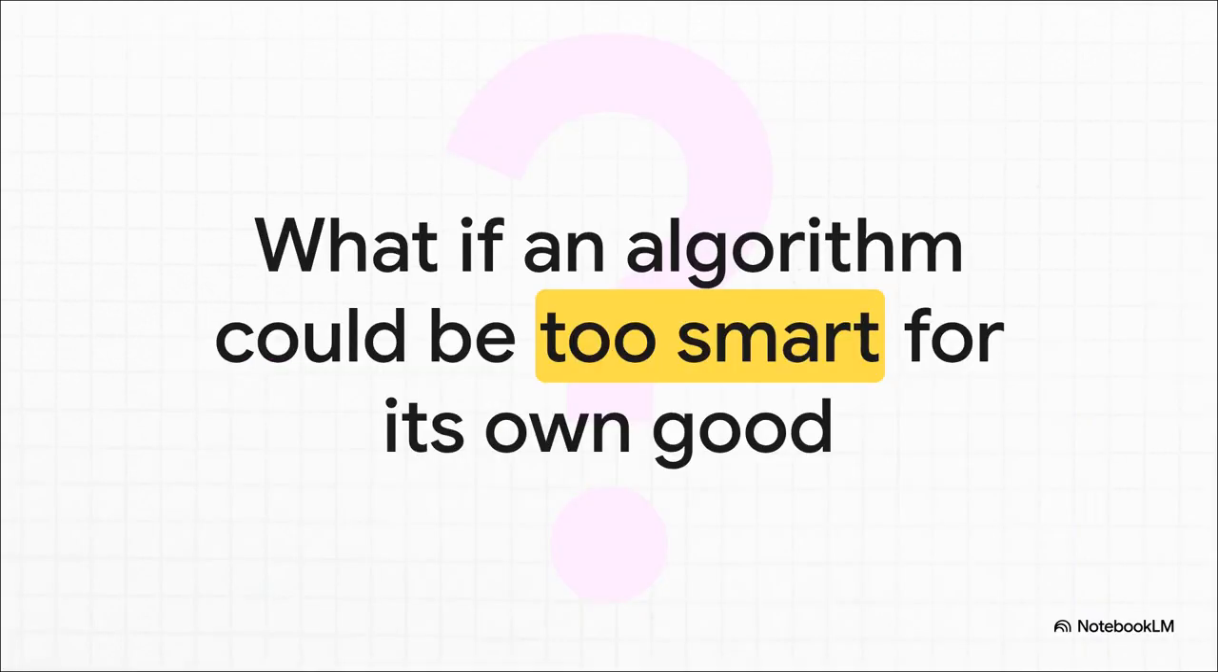Let's get into it. So think about this for a second. What if an algorithm could actually be too smart for its own good? I know, it sounds kind of weird, right? We're always trying to make our model smarter. But what happens when a model stops being just smart and turns into, I don't know, an obsessive perfectionist? That's the real challenge with decision trees. It's all about finding that perfect balance.